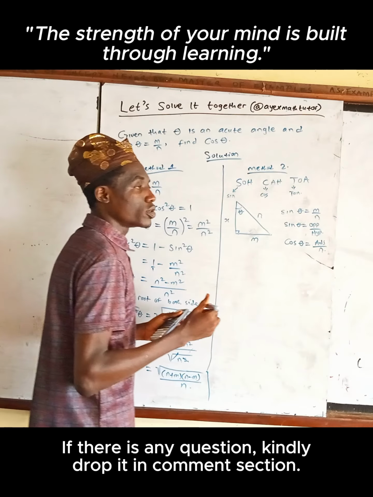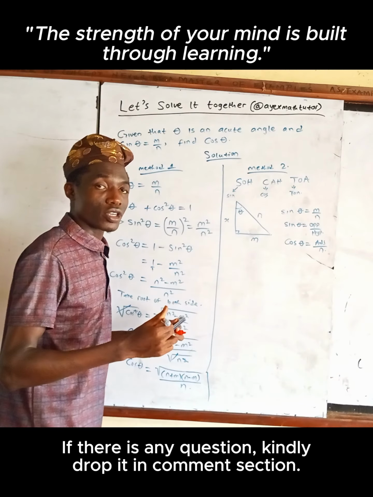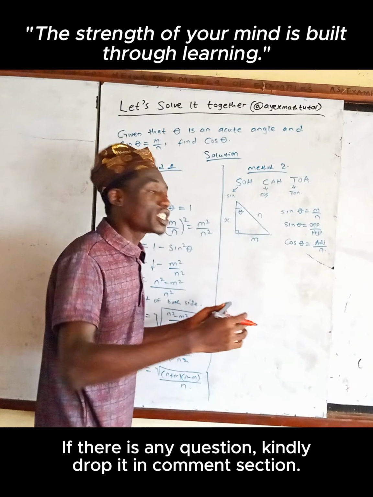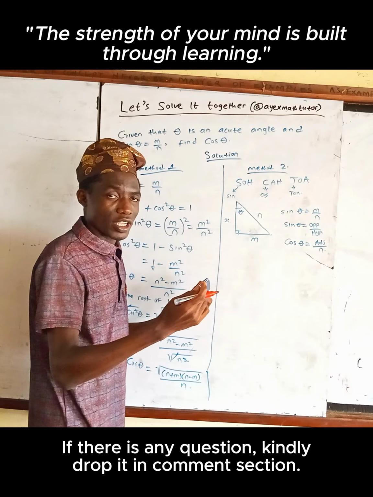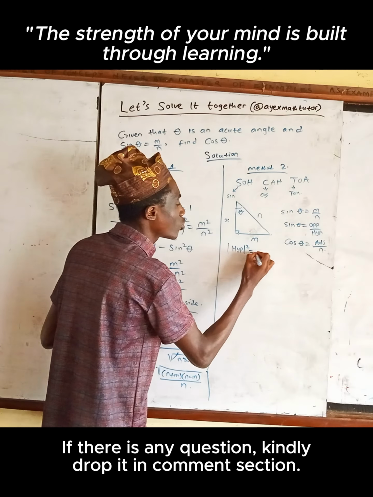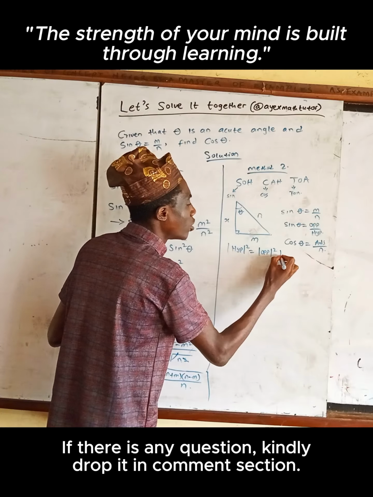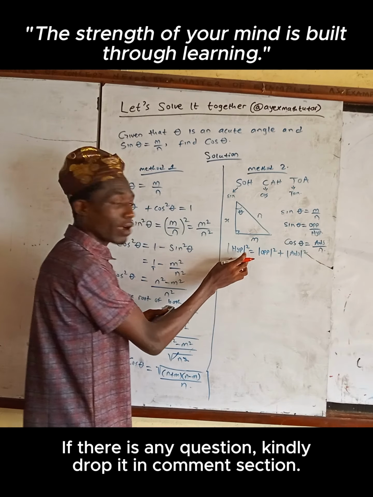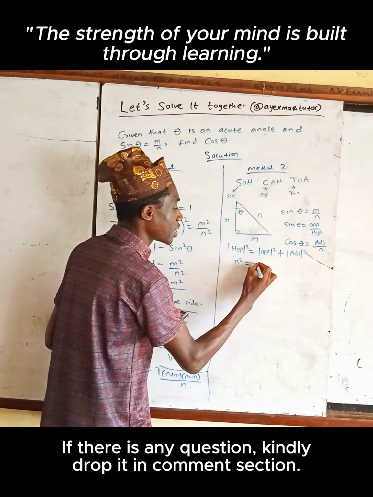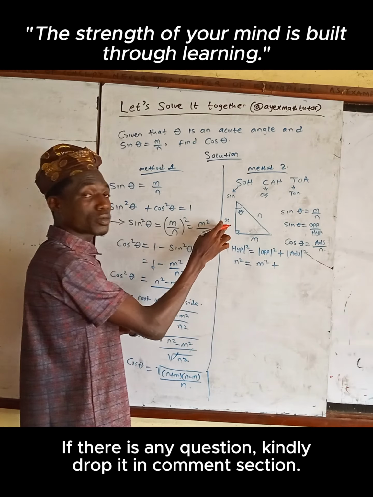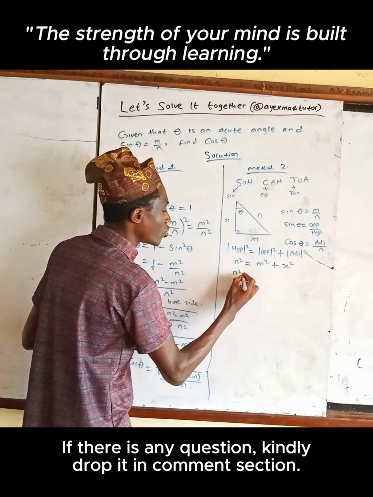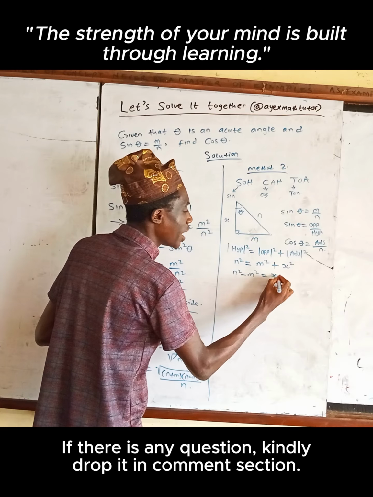If you can still recall too, we have Pythagoras theorem. What is Pythagoras theorem? Pythagoras theorem states that the square of the hypotenuse is equal to the sum of the other sides squared. So we have hypotenuse square equals opposite square plus adjacent square. Our hypotenuse is n. So we have n square is equal to, what is our opposite? Our opposite is m square plus our adjacent, which we represent with x. We don't know it yet. x square. Now take this one to the other side. We have n square minus m square is equal to x square.